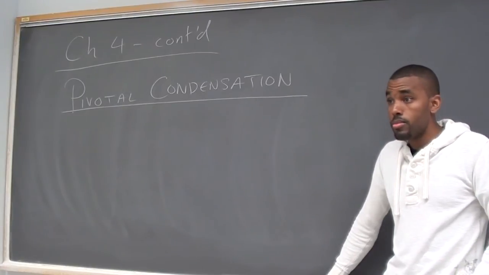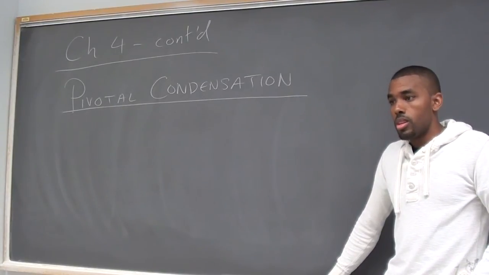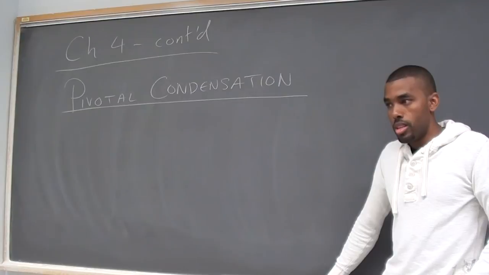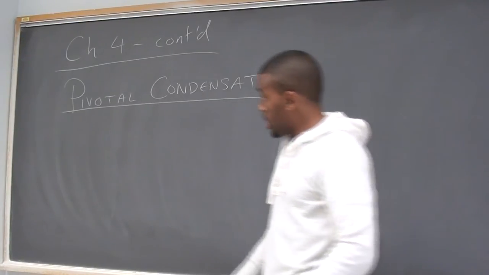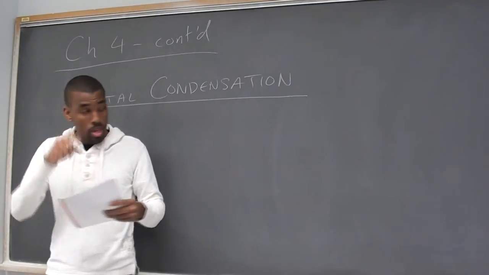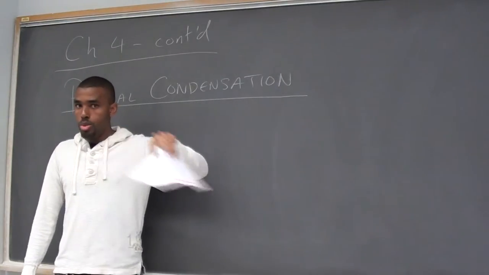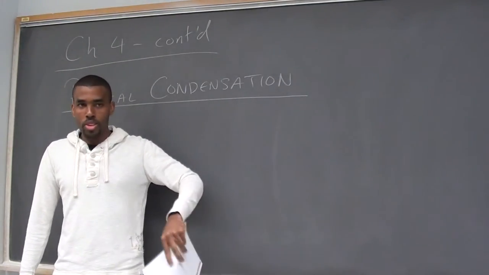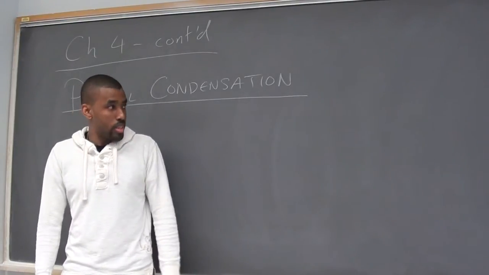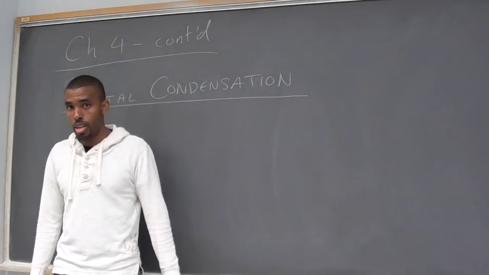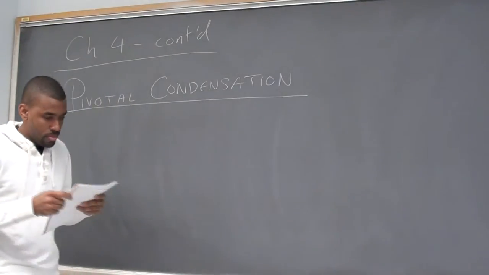Can't you just drag one row by another row to get the zeros? You could, but there's a special way that you have to do it. Like I said, we're not going to talk about the theorems yet, but row operations do change the determinant. The only row operation that doesn't change the determinant is the type 3 operation, right? Which is what we're going to use in pivotal condensation itself.